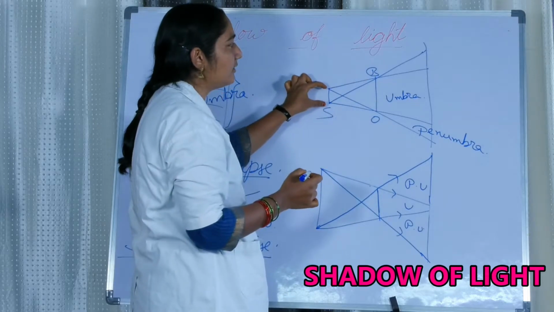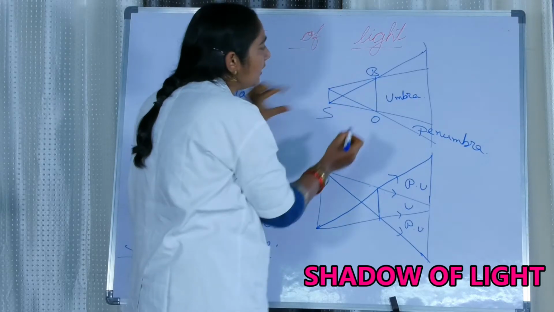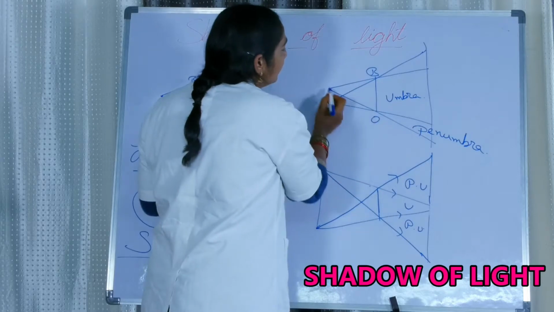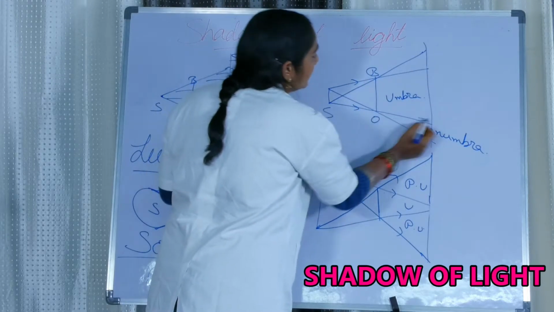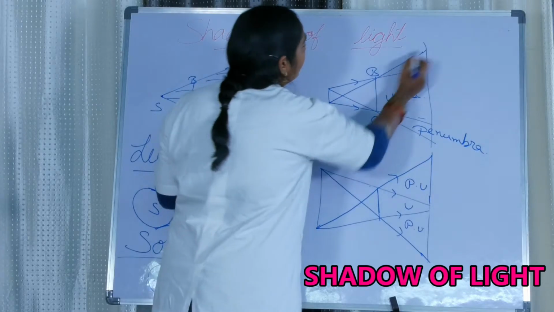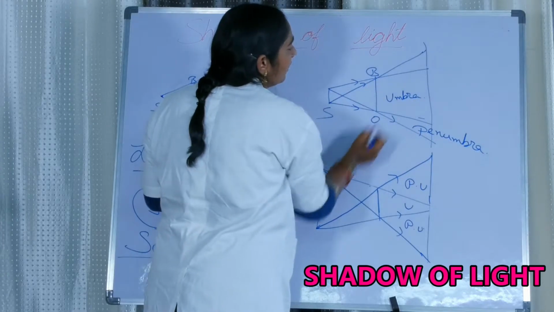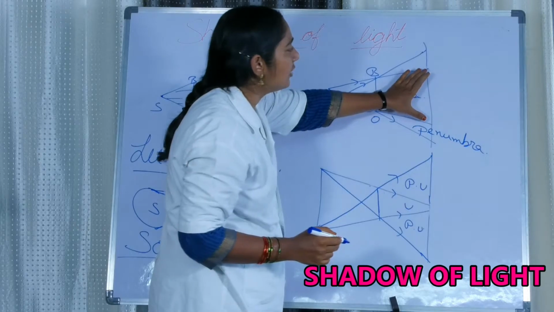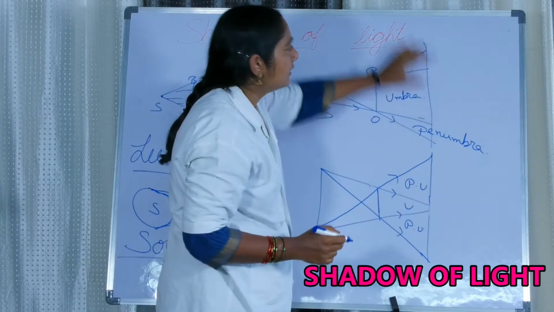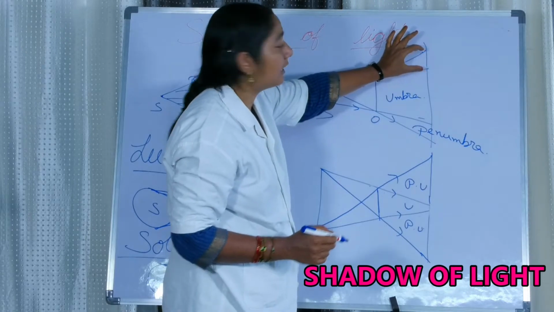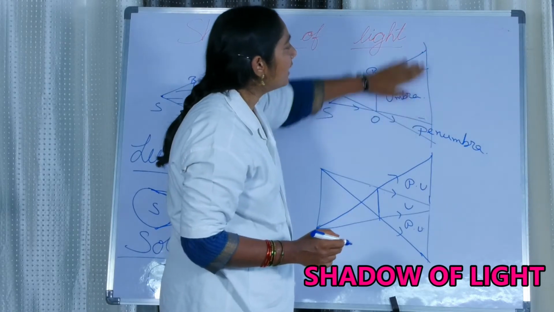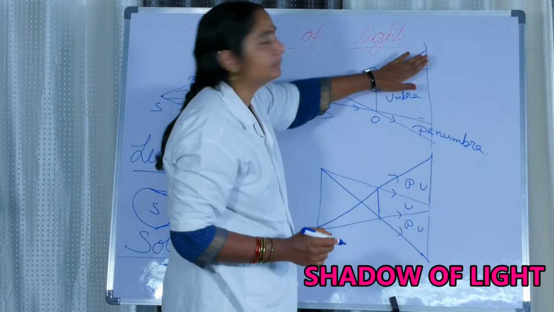In the other case, this is the object, an opaque body, and this is the source of light, and here we are taking two rays. One ray is straight, going like this. This is a straight ray, and this is another ray we are taking. So, my dear friends, in this area the shadow is dark, but in this area the shadow is not totally dark, it is partially dark. This partially darker area we call the penumbra.